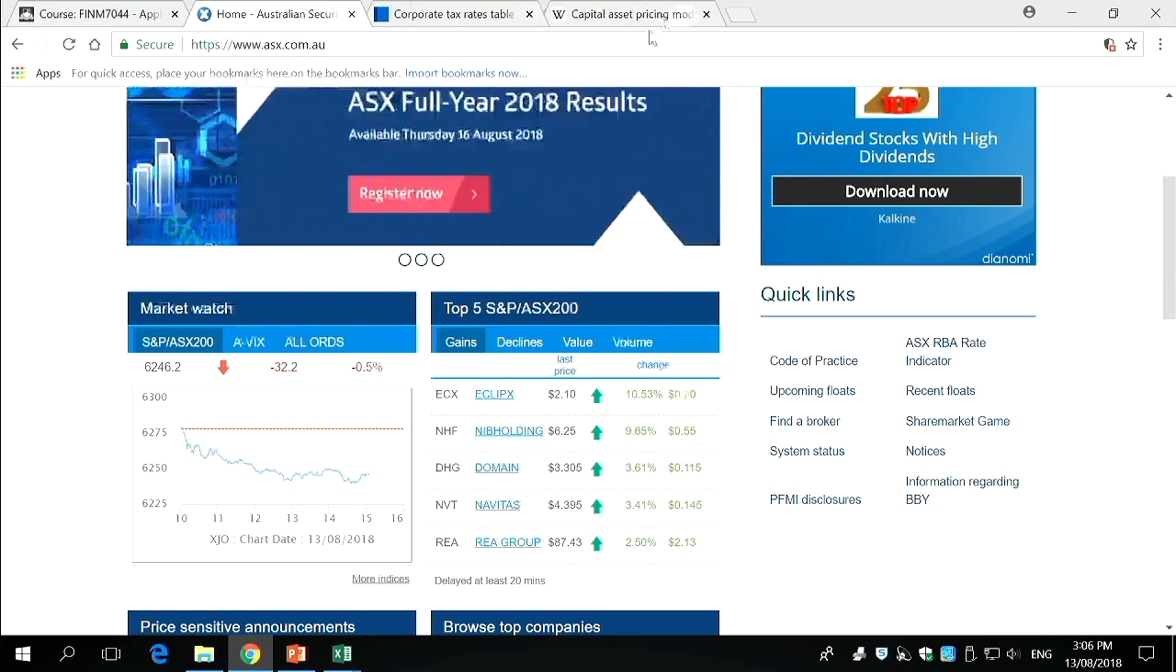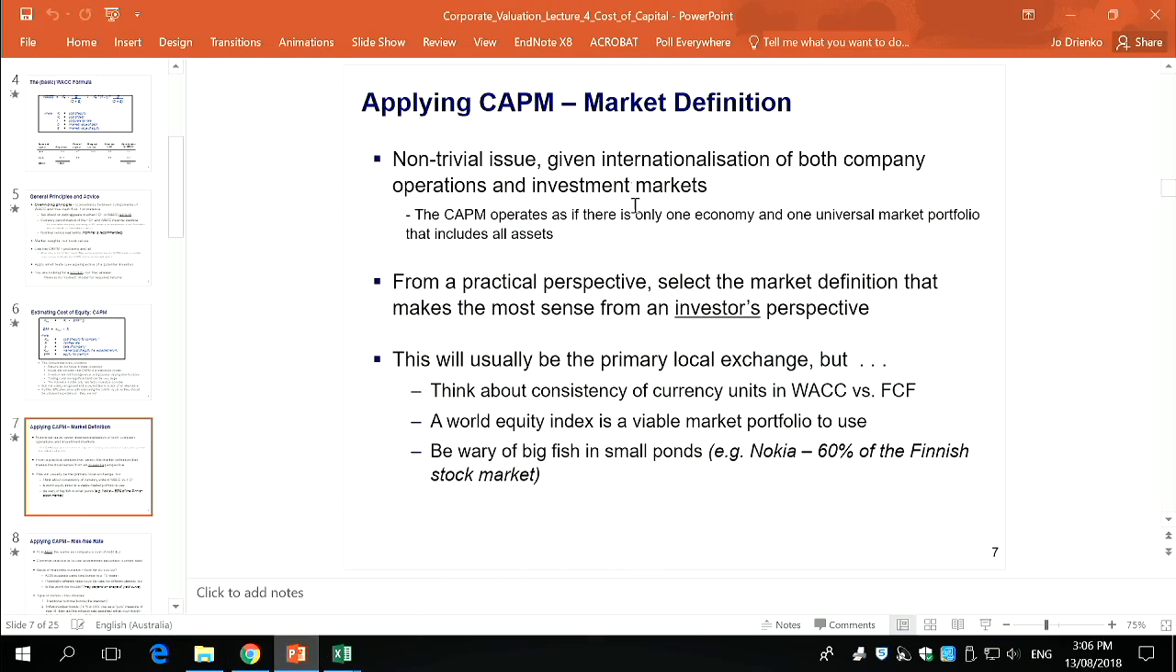So the reason why it's also not a trivial issue is because, yes, JB Hi-Fi is an Australian company, but remember, we're trying to come up with a cost of equity from the investor's point of view. As analysts, when we estimate cost of debt and cost of equity, we have to look through the eyes of investors. Investors have a global point of view these days.